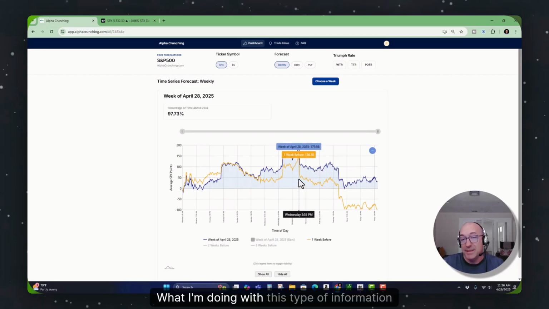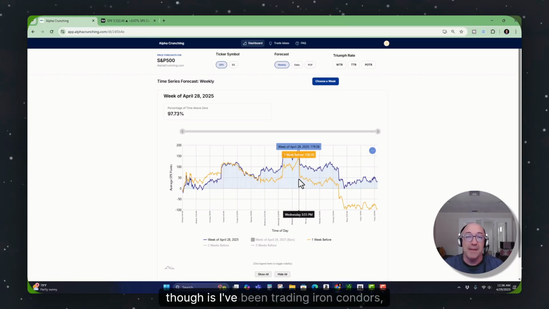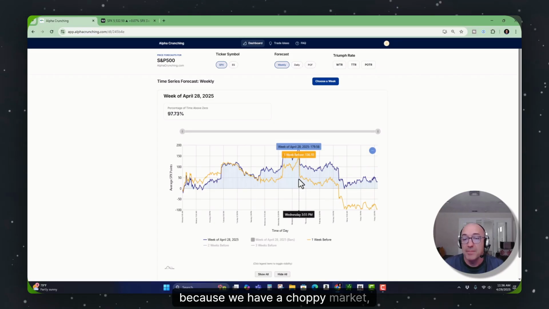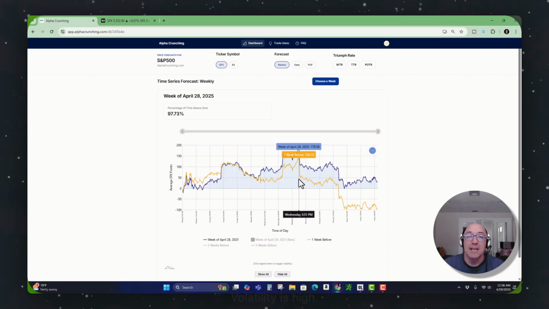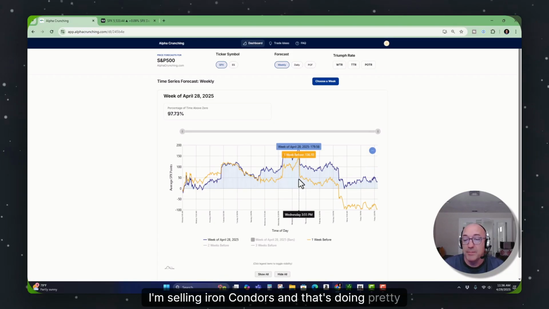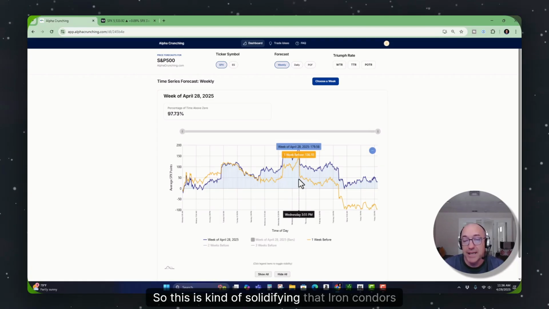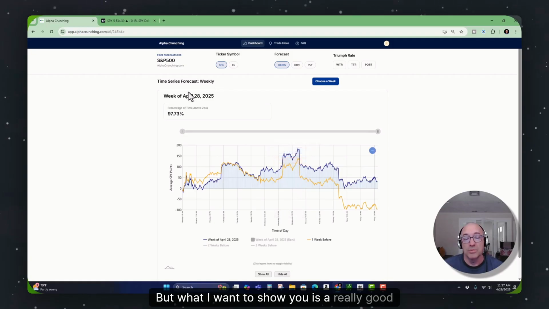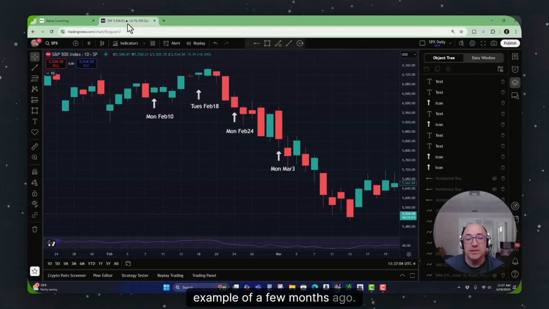What I'm doing with this type of information, though, is I've been trading iron condors, which has been going well the past few weeks because we have a choppy market, volatility's high. I'm selling iron condors, and that's doing pretty well. So this is kind of solidifying that iron condors still really work. But what I want to show you is a really good example of a few months ago.